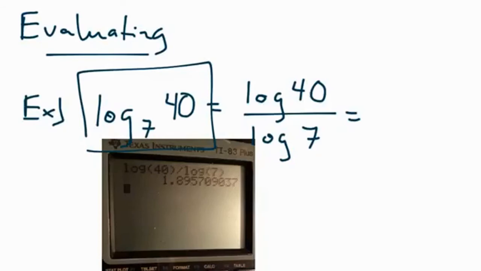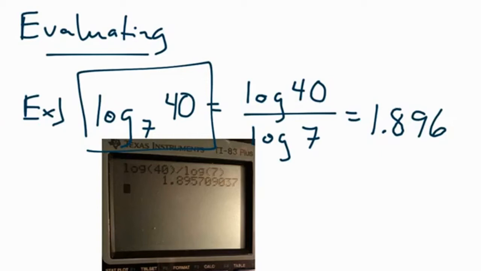So if we return to our little problem here, we can just type in the log of 40, use the log button on your calculator, divided by the log of 7, and we find this exponent. We basically find the value of this logarithm. Usually we'll write this out to 3 decimal places to be 1.896.